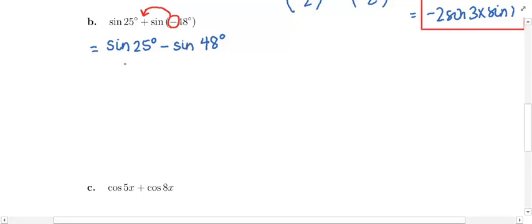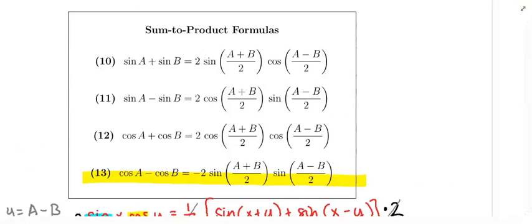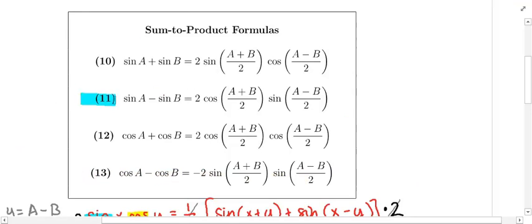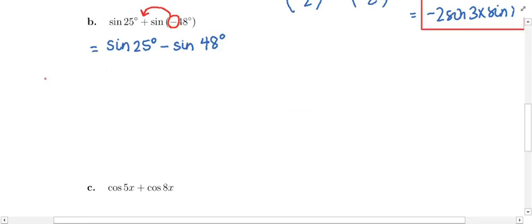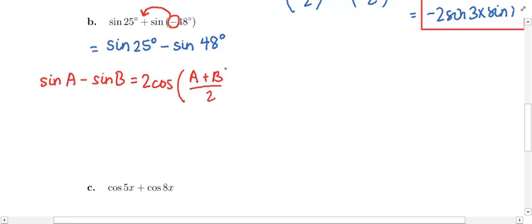All right, so I'm going to get the formula for sine minus sine. If I go back to page 9 and look at my sum to product formulas, sine minus sine is formula 11. I'm going to use this one. Let me jot that down. I know that the sine of A minus the sine of B is equal to 2 times the cosine of A plus B over 2 times the sine of A minus B over 2.